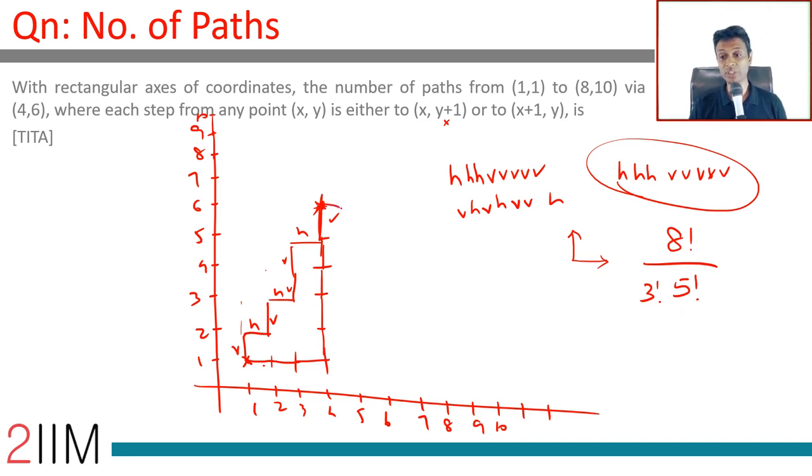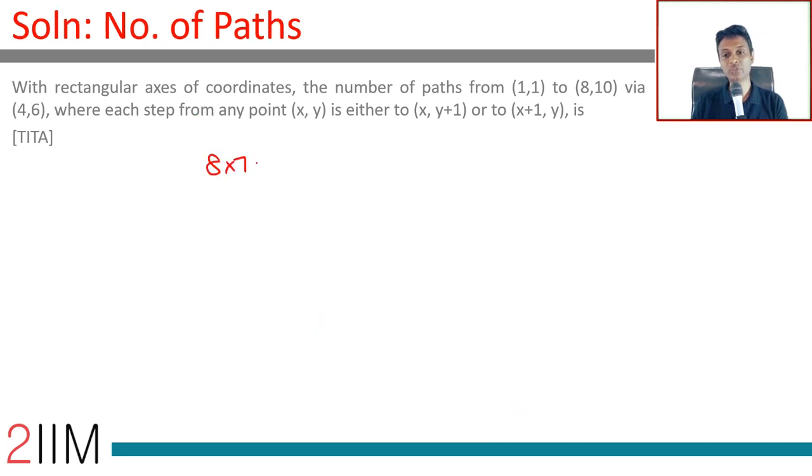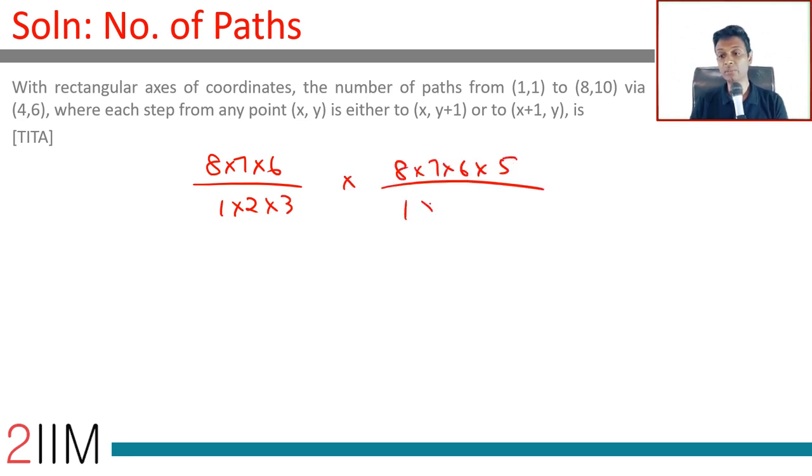We are at 4 comma 6. 4 to 8 is 4 horizontal steps, 1, 2, 3, 4. And 4 vertical steps. This is going to be all rearrangements of h, h, h, h, v, v, v, v, which is 8 factorial by 4 factorial into 4 factorial. Multiply the 2 and then we are home. So 8C5 into 8C4, right? So 8 into 7 into 6 by 1 into 2 into 3, into 8 into 7 into 6 into 5 by 1 into 2 into 3 into 4. This is all we need to find.